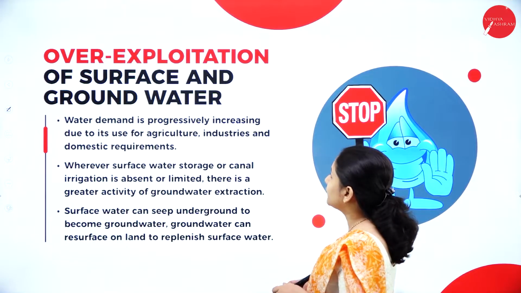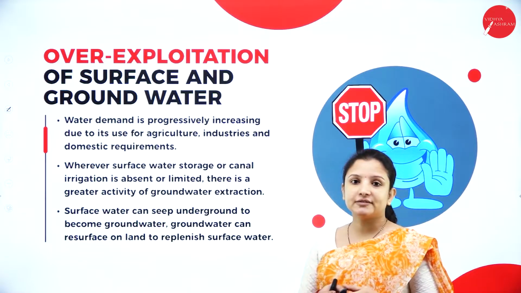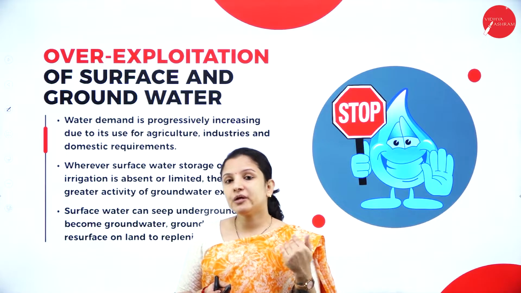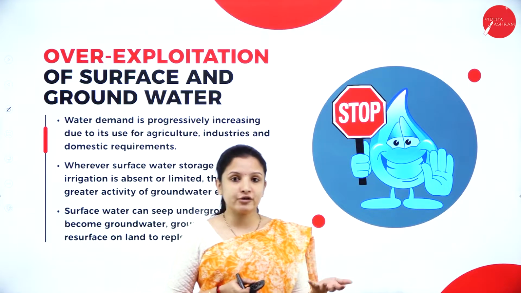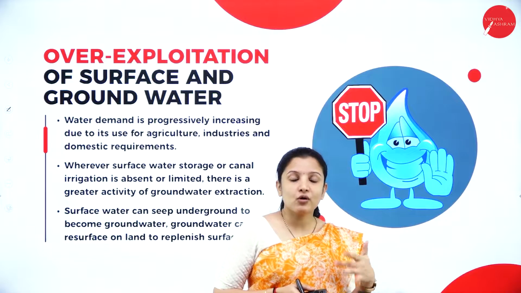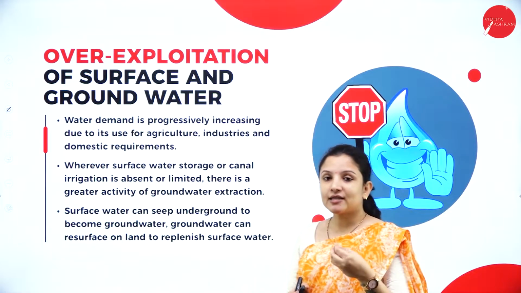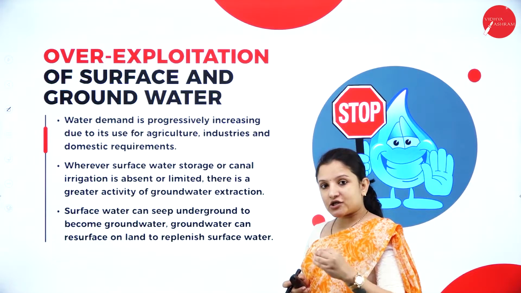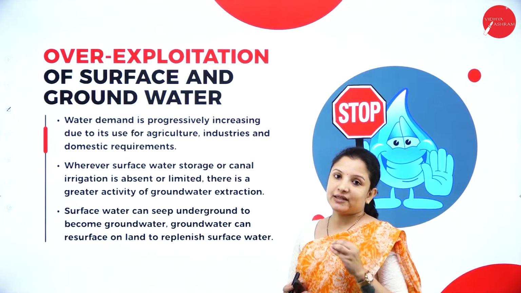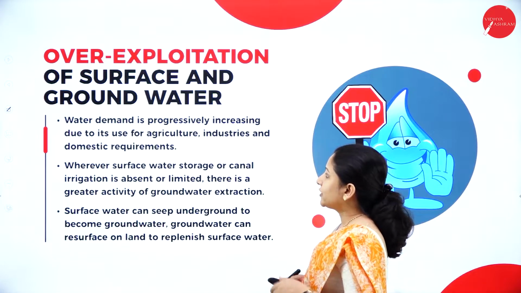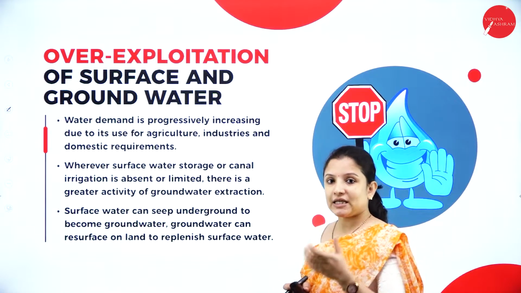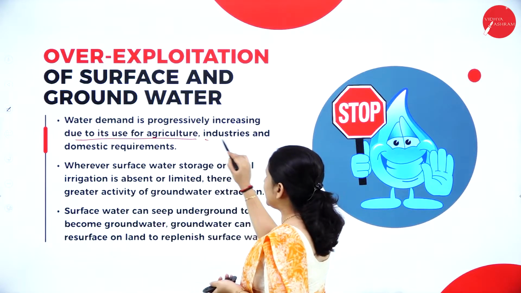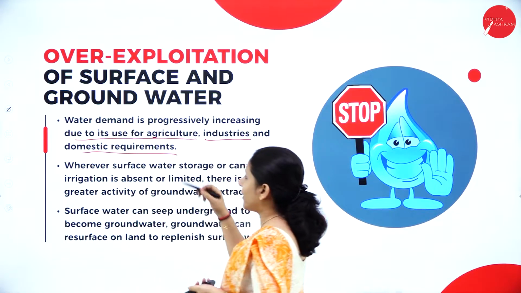Next, let's study about the over-exploitation of surface and groundwater. So it is the over-exploitation. What do you mean by over-exploitation? The overuse. Unnecessary use, more than is needed. That is actually causing a depletion or a reduction in the fresh water both at the ground as well as the surface level. So water demand progressively increases due to its use for agriculture, industries and domestic requirements.